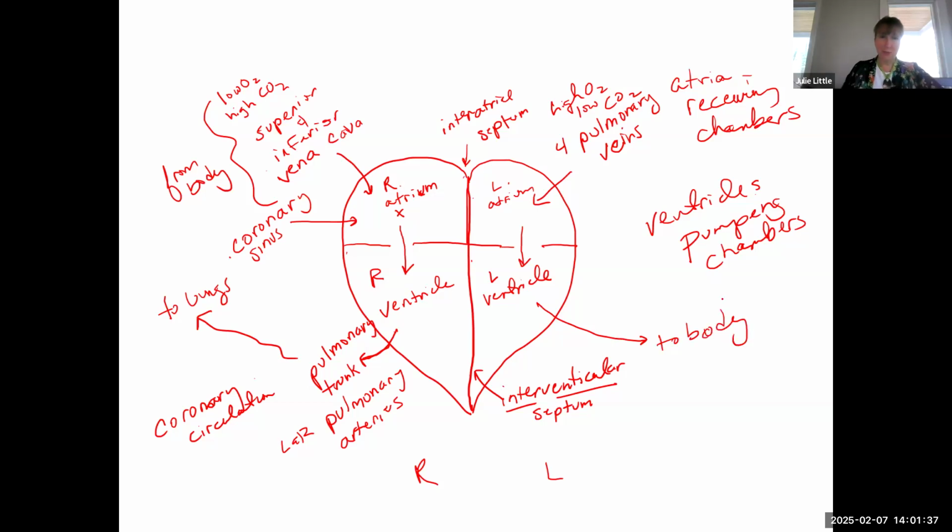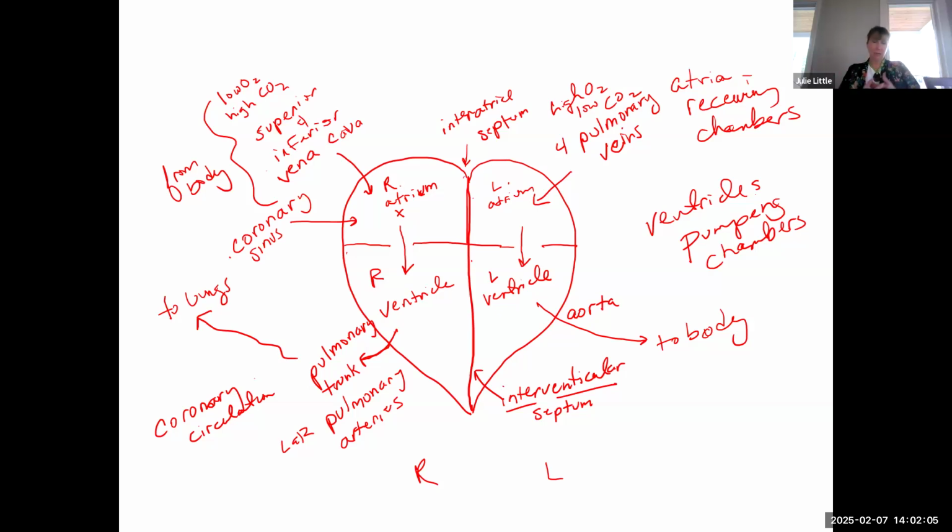So the left side is receiving blood from the lungs, sending it to the body. The right side is receiving it from the body and sending it to the lungs. We gather that. The left ventricle, when it pumps and sends that blood out to the body, sends it out through a vessel called the aorta. This is the largest artery in your body. It is that big artery that's full of elastic tissue, if you remember your histology.